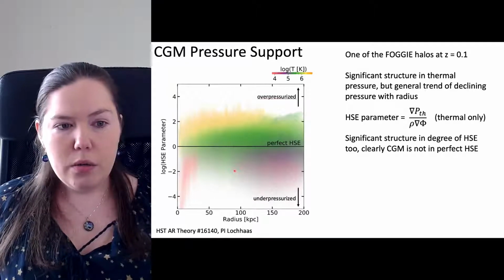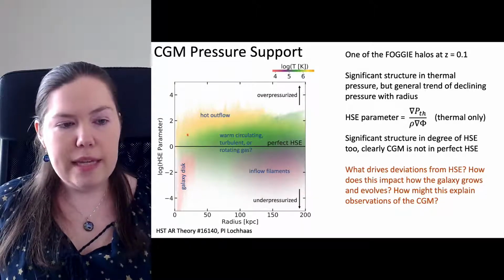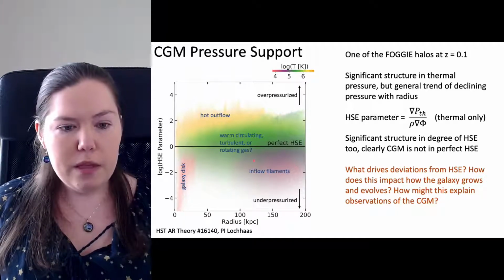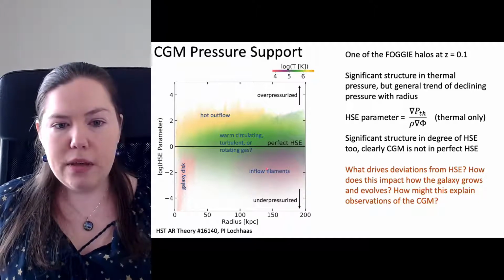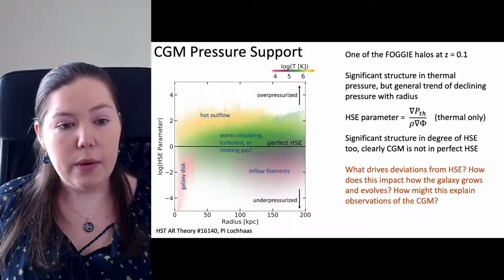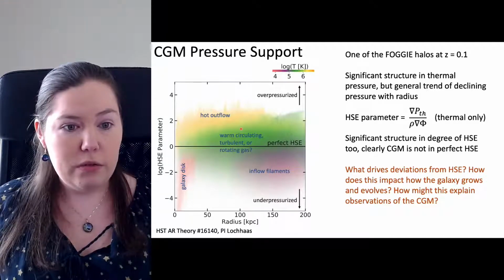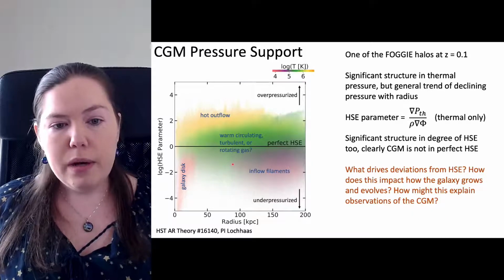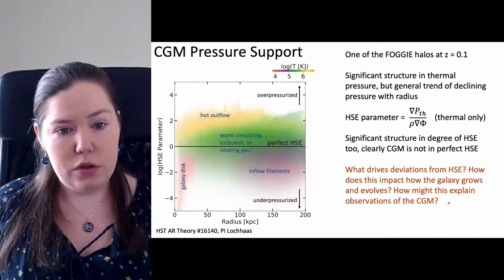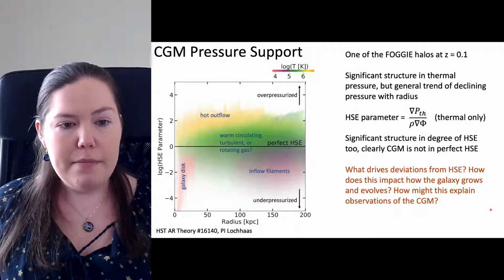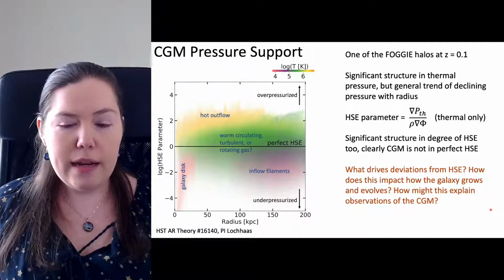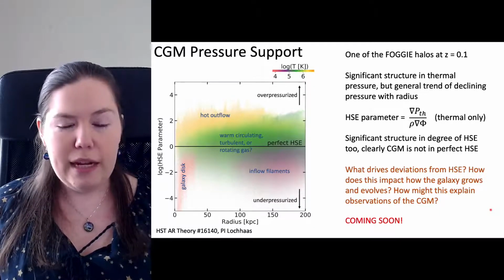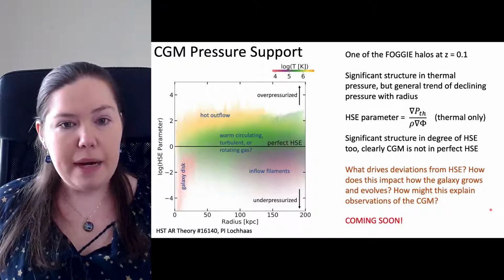So if we consider our large-scale structures within the CGM, then we can tell that the hot outflow region is mostly overpressurized. The cool inflow filaments are mostly underpressurized. But even that volume-filling diffuse halo gas is still not in perfect hydrostatic equilibrium and has a range of values of this HSE parameter. So what we want to understand is what actually drives these deviations from hydrostatic equilibrium, how that impacts how the galaxy grows and evolves, and how it impacts CGM observations. This project has been funded with an HST AR theory grant, so keep an eye out for the results coming from this soon.